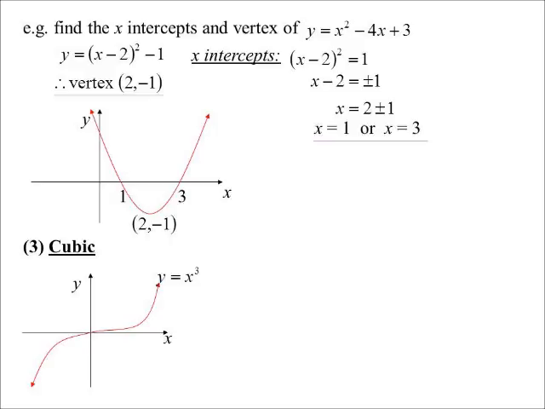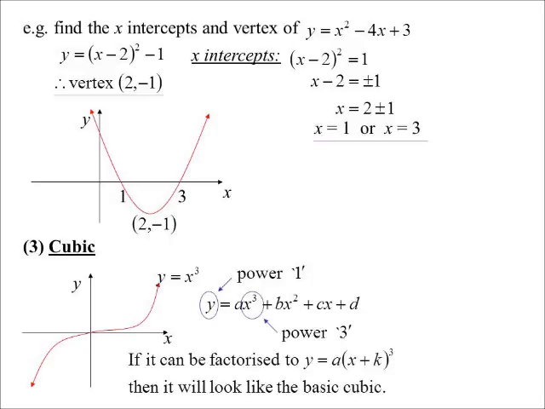As a polynomial, we would write it out, ax cubed plus bx squared plus cx plus d. Not all cubics, of course, look like that. Only the ones that can be factorised as a perfect cube look like that. So 1's to the power of 1, 1's to the power of 3. That's how we recognise it's cubic. As I say, only ones that are factorised will look like that.